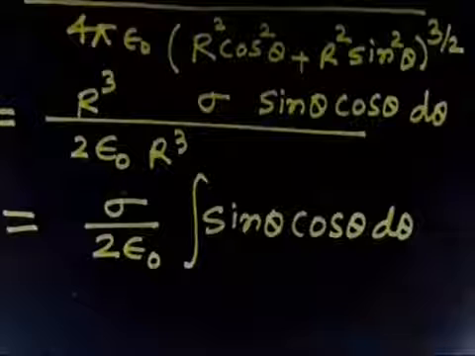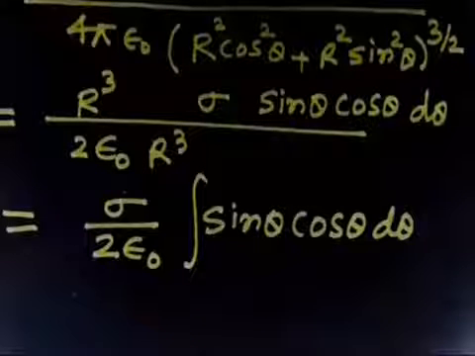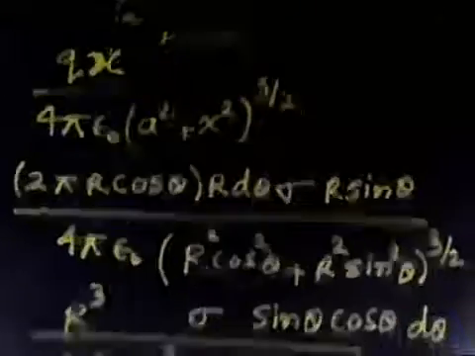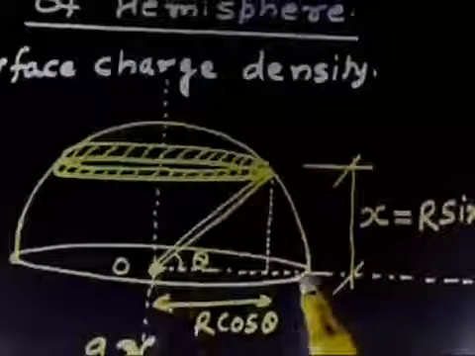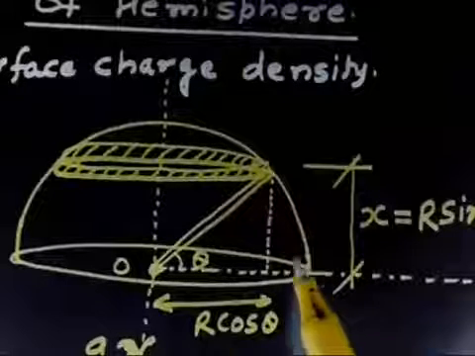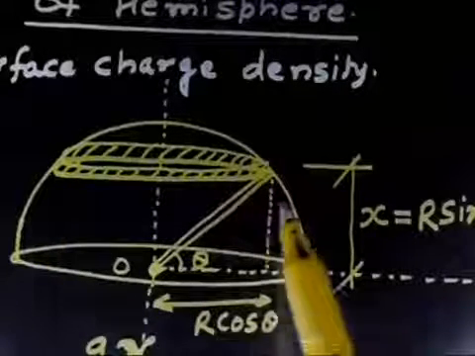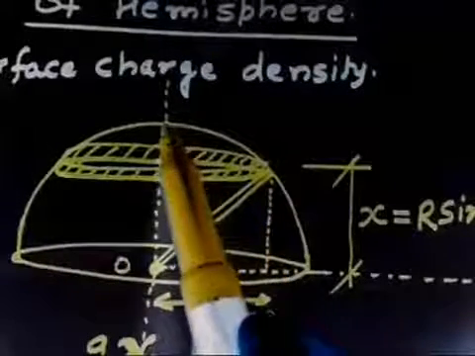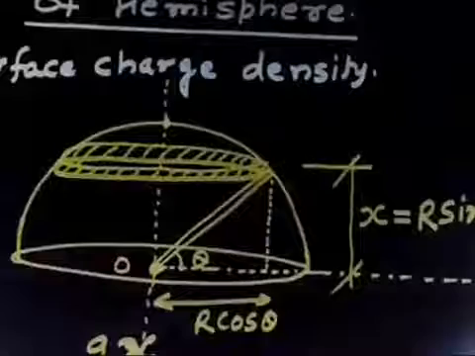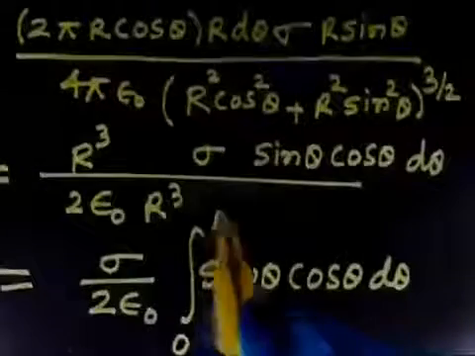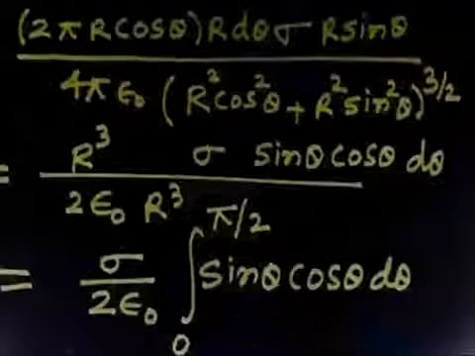And what should be the integration limit? If you take theta as 0, you will have a ring. If you increase theta, you will have a ring something like this, and slowly the radius of the ring decreases. When you have pi by 2, you will have this point. So the integration limit will go from 0 to pi by 2. I think all of you can understand this one. We have already discussed these things in the class in detail.